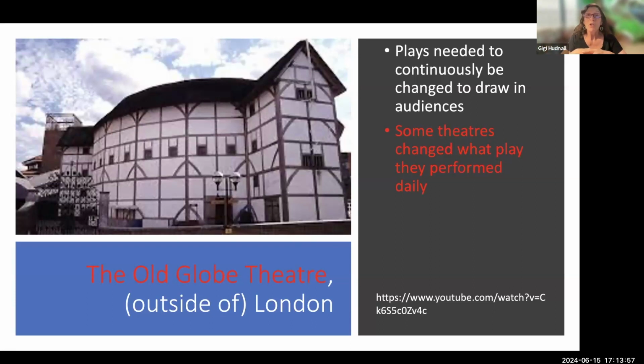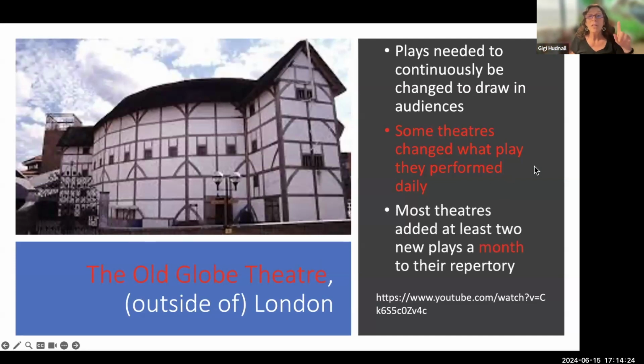So they did what was called a repertory theater. They did several plays going at one time. One night they would do this, and the next night they would do this, and the next night they would do this, and then maybe they'd go back to the first one. They had to keep doing a lot of shows, which is why we have a lot of work from Shakespeare's group, because they had to keep changing it up all the time. Some theaters actually changed what they performed daily.